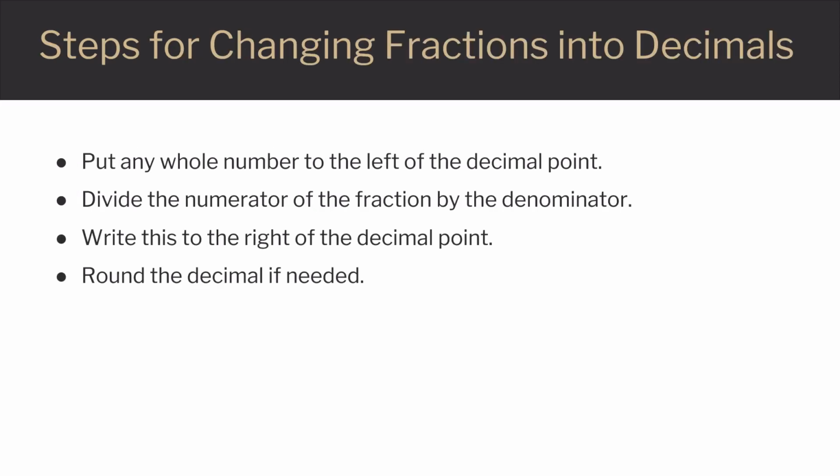Here are the steps for changing fractions into decimals. First, put any whole number to the left of the decimal point. In other words, if you have a mixed number, put the whole number part of that mixed number to the left of the decimal point. Next, divide the numerator of the fraction by the denominator of the fraction, and write that number to the right of the decimal point. Then round if you are required to.